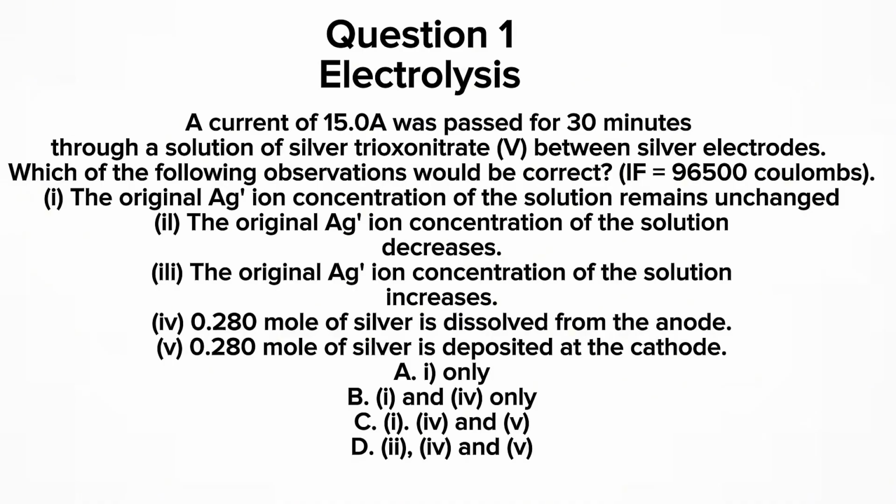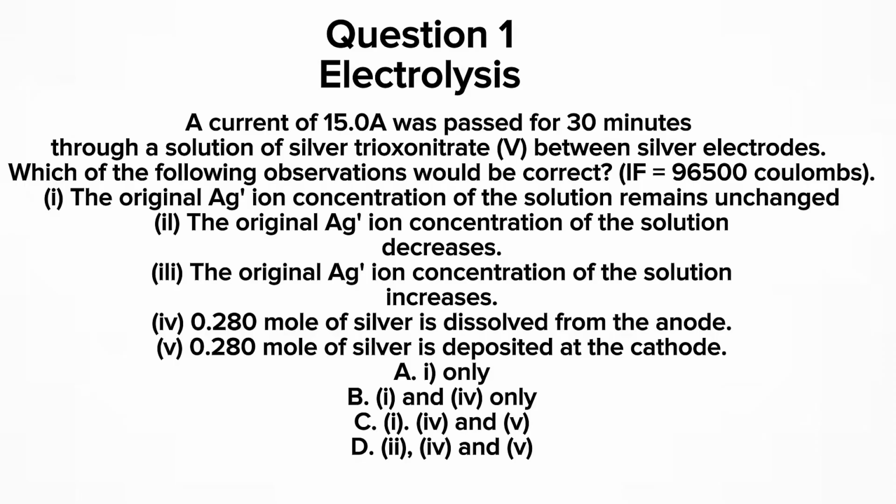I says the original silver ion concentration of the solution remains unchanged. II says the original silver ion concentration of the solution decreases. III, the original silver ion concentration of the solution increases. IV, 0.280 mole of silver is dissolved from the anode. V, 0.280 mole of silver is deposited at the cathode.